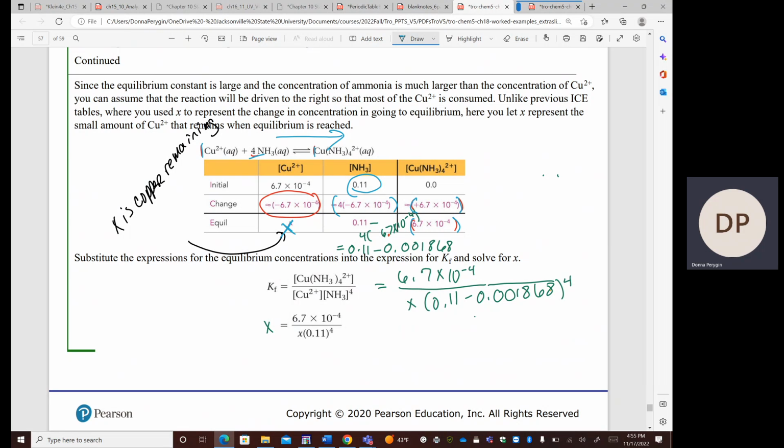So let's set up our Kf equation. We've got products over reactants from our balanced equation. So we get our complex over the copper times the ammonia. Now we're going to let our copper equal X and our ammonia, we're going to go ahead and plug that amount in. So I went ahead and did it a little differently. I said, okay, the complex is going to be 6.7 times 10 to the minus 4th. The copper is equal to X, and then I went ahead and subtracted this amount from the ammonia because I didn't consider it to be insignificant. All right, and so that is to the 4th because we have a coefficient of 4 there.